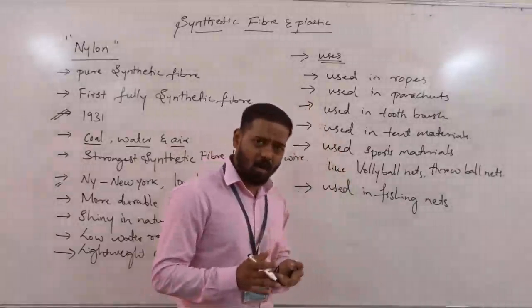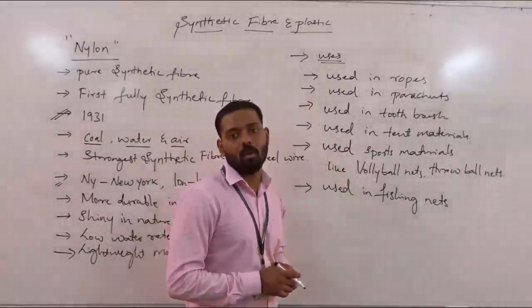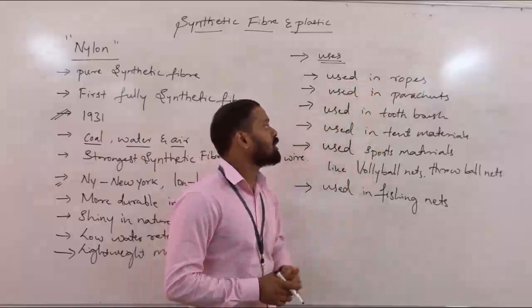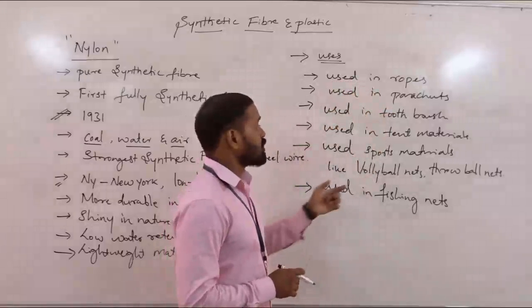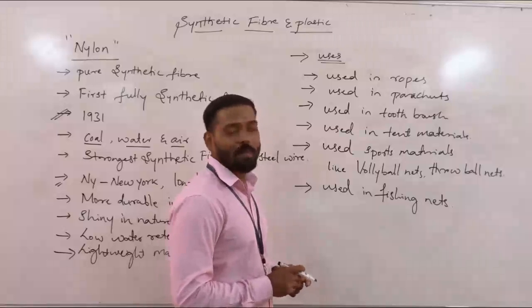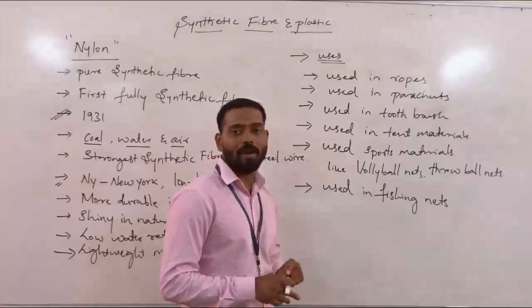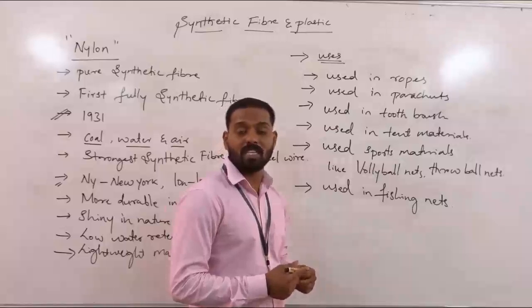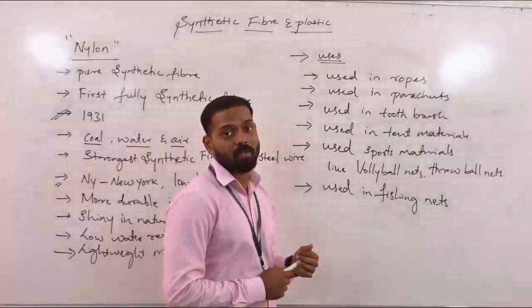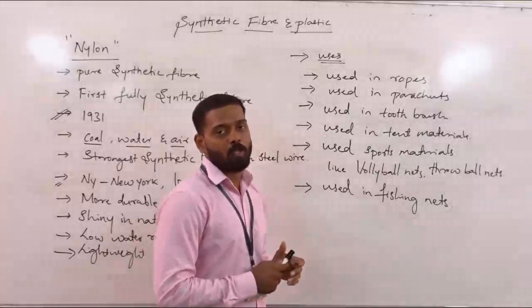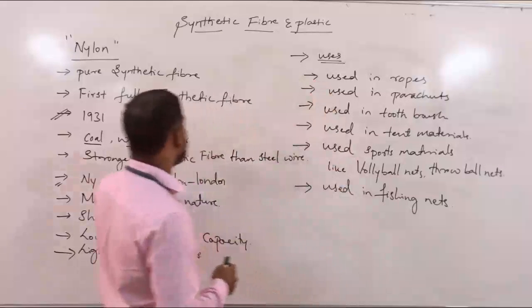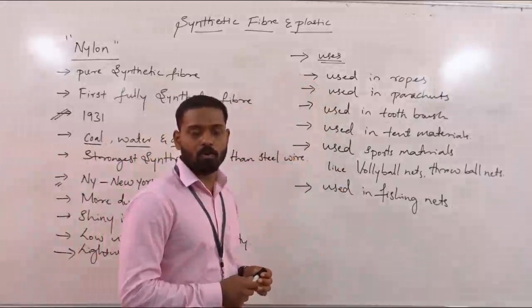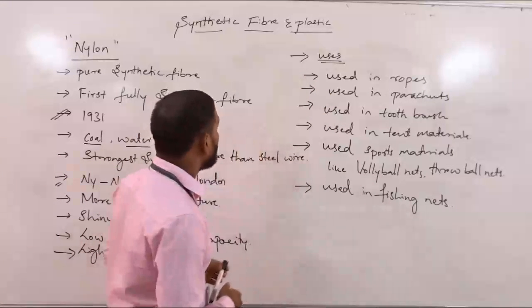If you want to list them out, you will get innumerable uses of nylon. We have seen it is used in ropes, parachutes, toothbrush bristles, tent materials, sports materials like volleyball nets, throwball nets, TT nets, and in fishing nets to capture fish in the sea and lakes. Hope everybody understands the characteristics and uses of nylon.